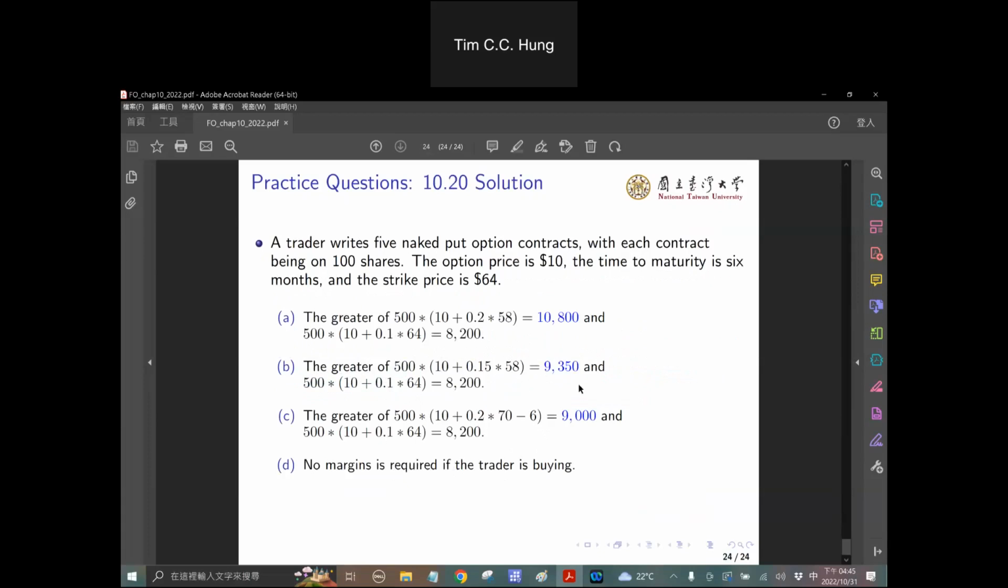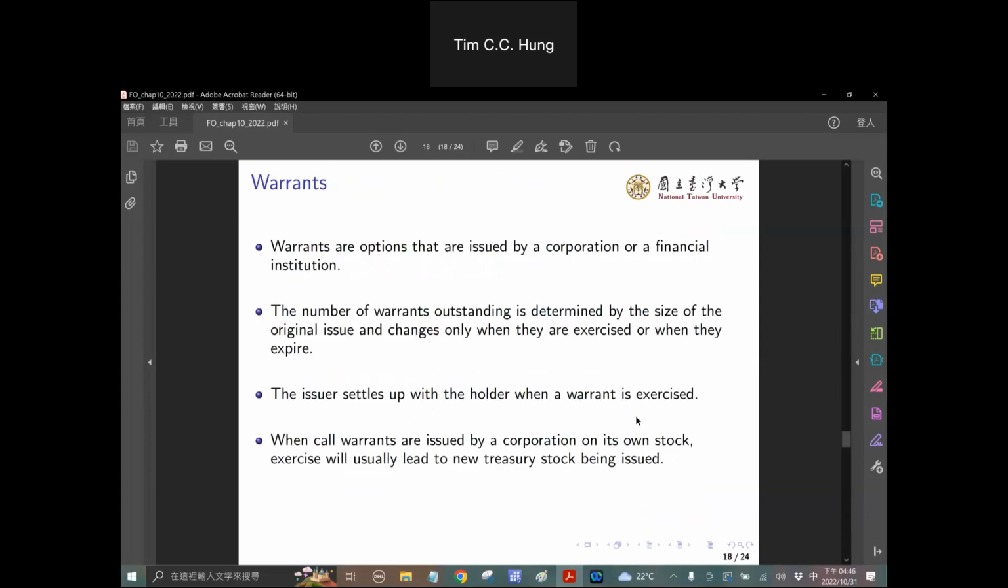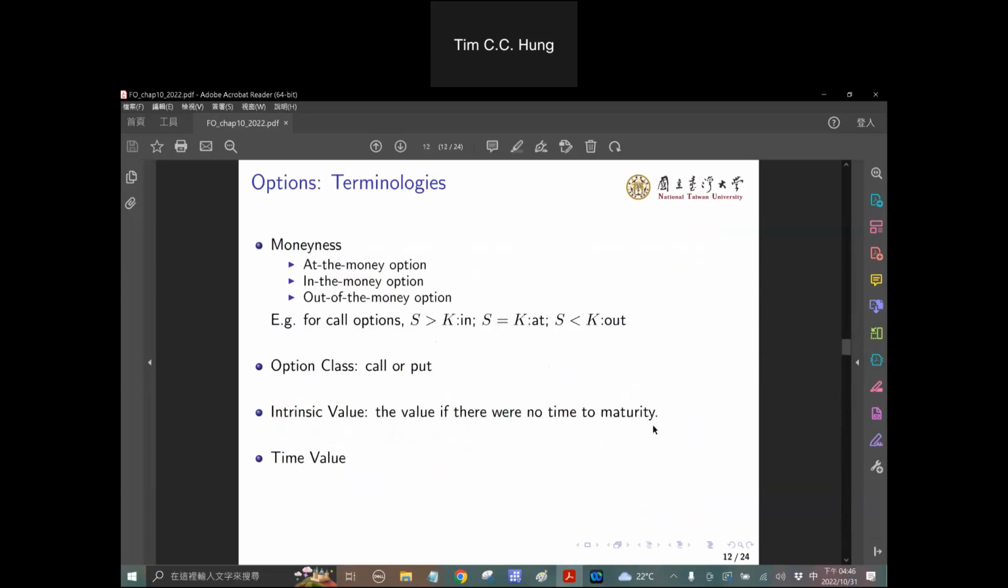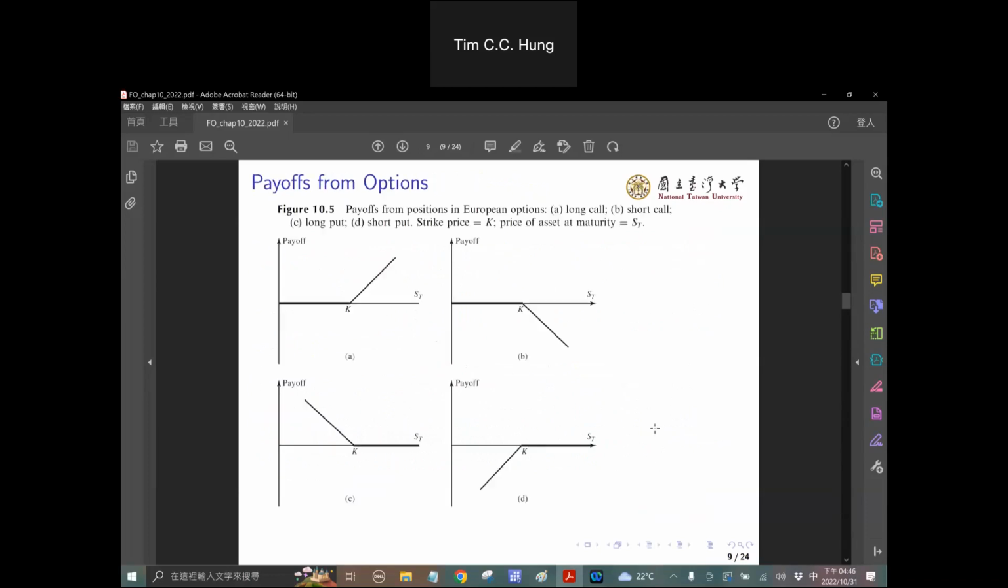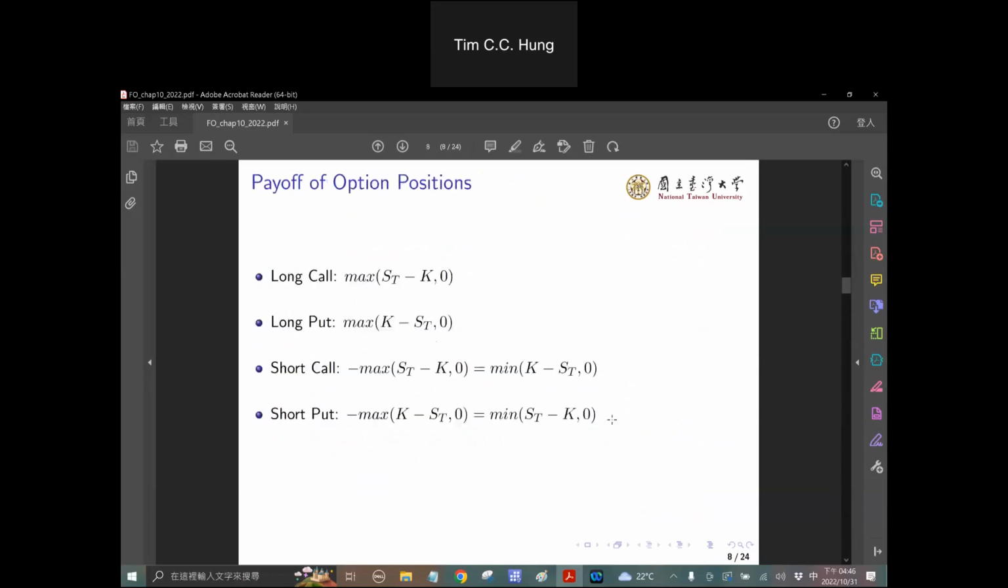That's it for chapter 10. It's a very short, introductory chapter. The very important point is to, of course, understand the difference between warrants, employee stock options, and also the terminologies. But I think the most important thing is to get familiar with these kinds of calculations. We'll use these functions a lot in the later chapters.